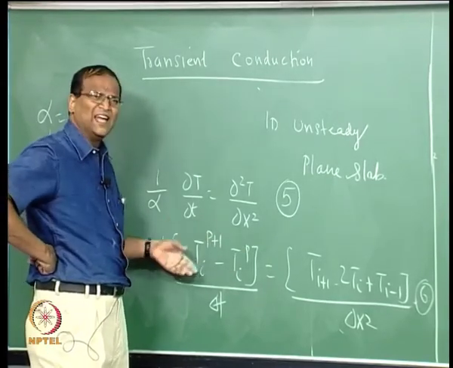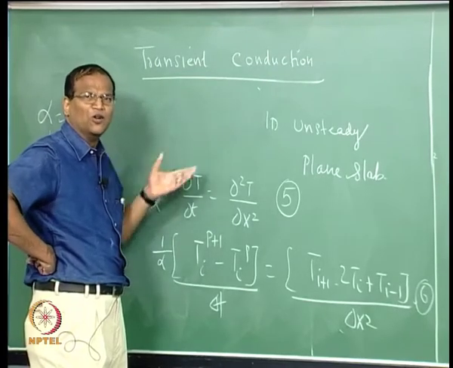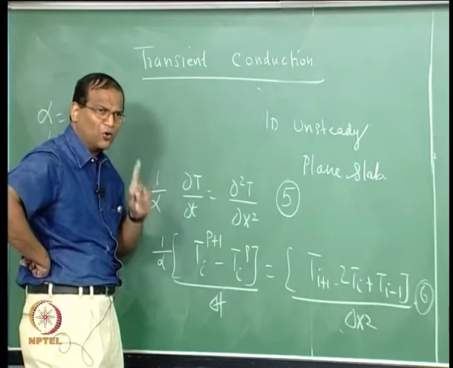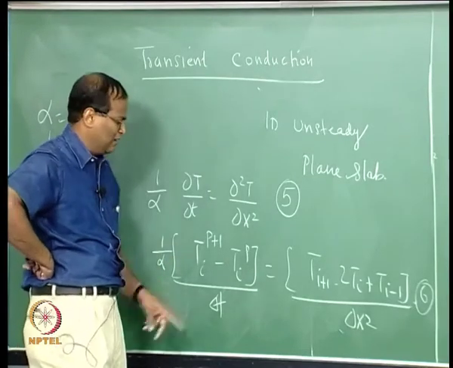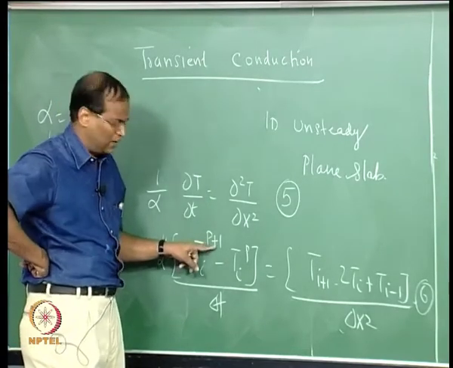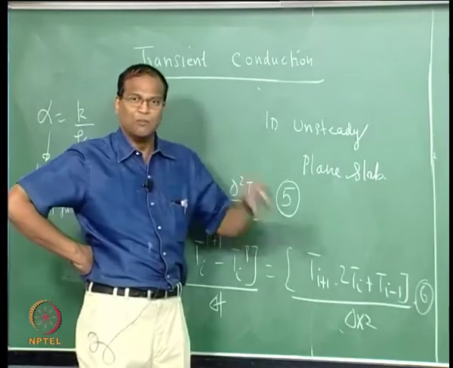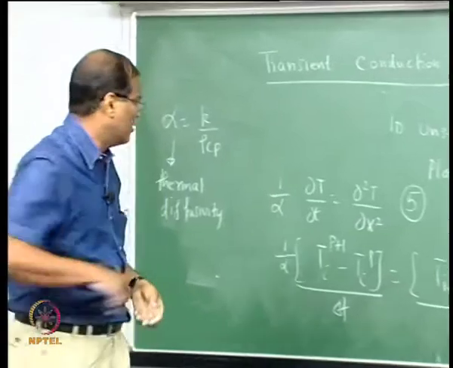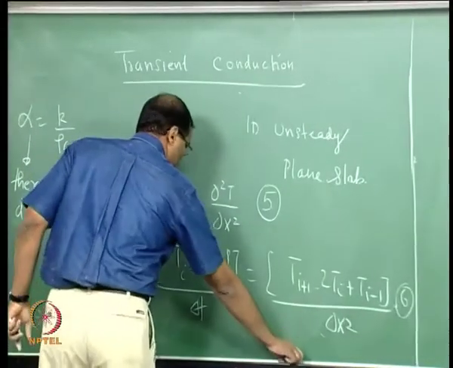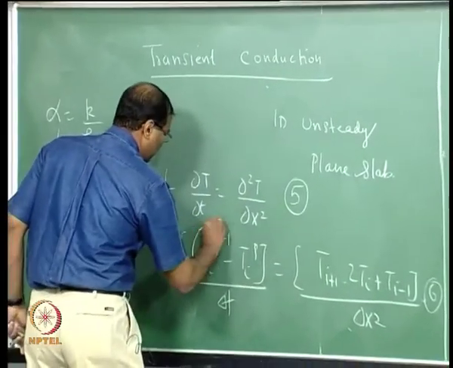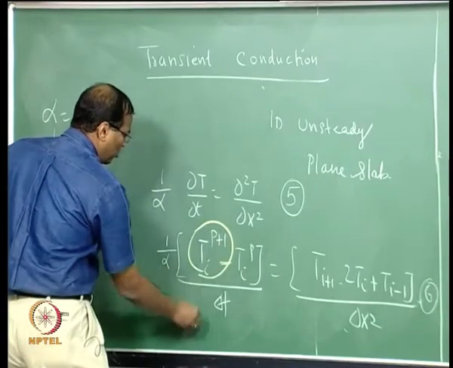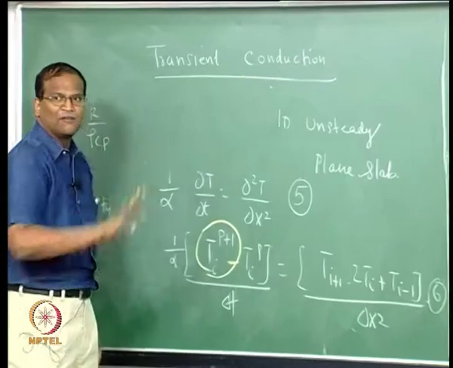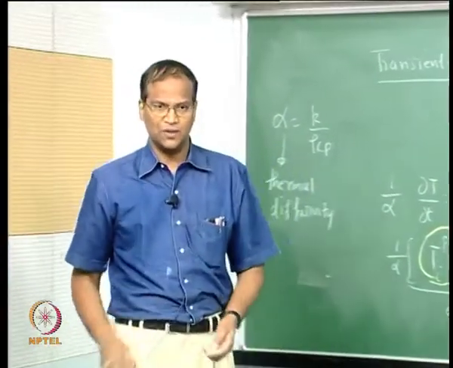This i is any i, this i can vary from 1 to n. Therefore, you can find out the temperature at all nodal points in the domain at time interval P plus 1 if the information is available at P. So it is explicit because the unknown here is this. The whole formulation is written for finding the temperature at any node i at time step P plus 1.